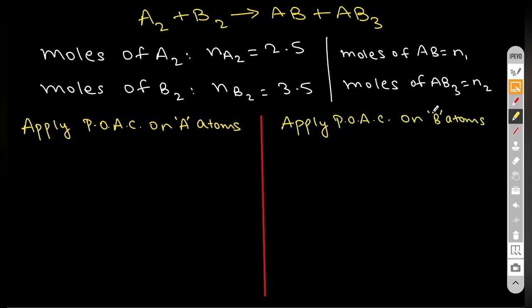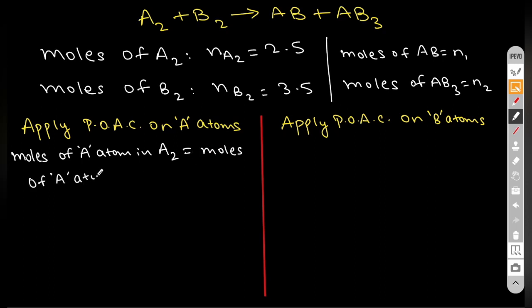Since atoms are conserved, we can apply POAC, and POAC says that moles of A atom in the reactant, which is A2, should be equal to moles of A atom in AB plus moles of A atom in AB3, which are on the product side. Simply we'll put the values.